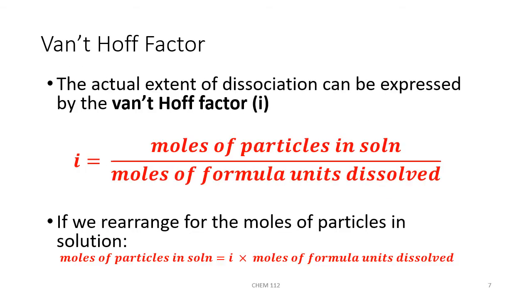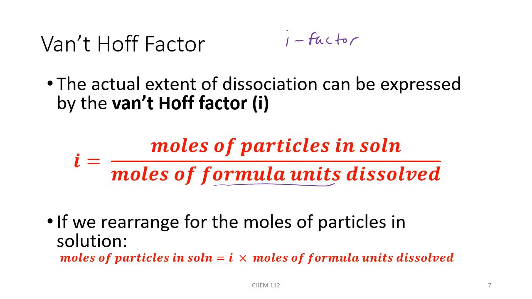The Van 't Hoff factor, or what I like to call the I factor, tells us how much something has been dissociated in solution. Usually compounds that we say are soluble don't always dissociate 100%. So the I factor tells us how much it actually does dissociate, the extent of that dissociation. I is equal to the moles of particles in solution divided by the moles of formula units dissociated.